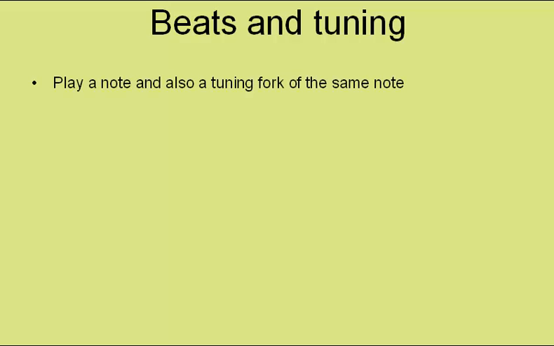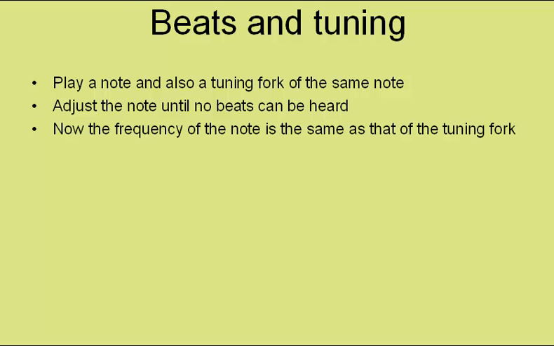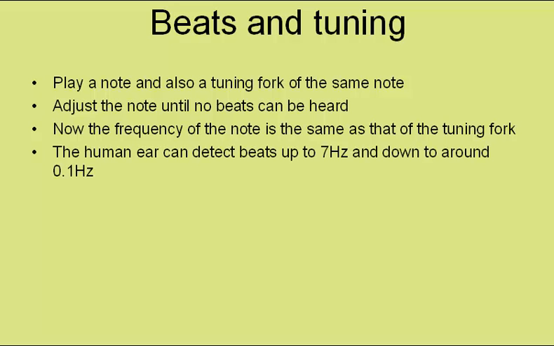We can use this effect when tuning musical instruments. We play a note and also play a tuning fork of the same note. We adjust the note on the instrument until no beats can be heard. Now the frequency of the note is the same as that of the tuning fork. The human ear can detect beats of up to around 7 Hz and down to around 0.1 Hz. This allows us to get the note of the instrument very close to matching the note of the tuning fork.